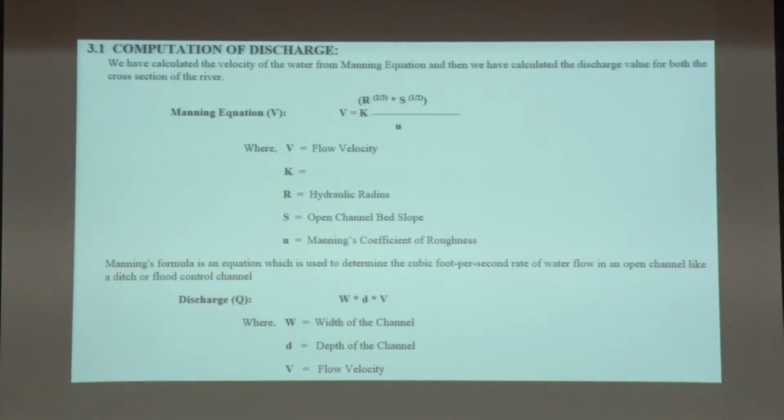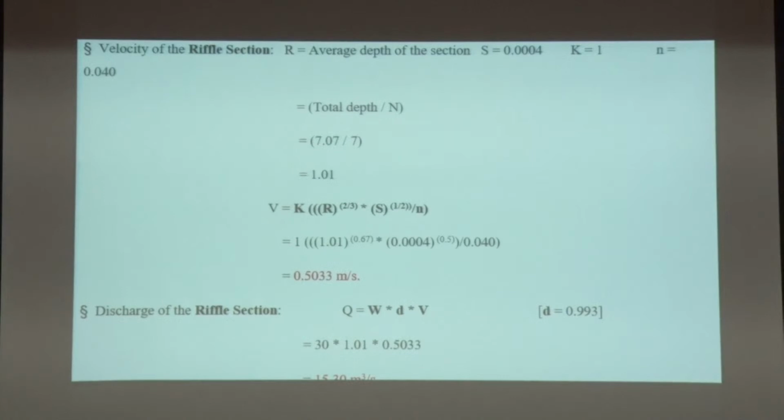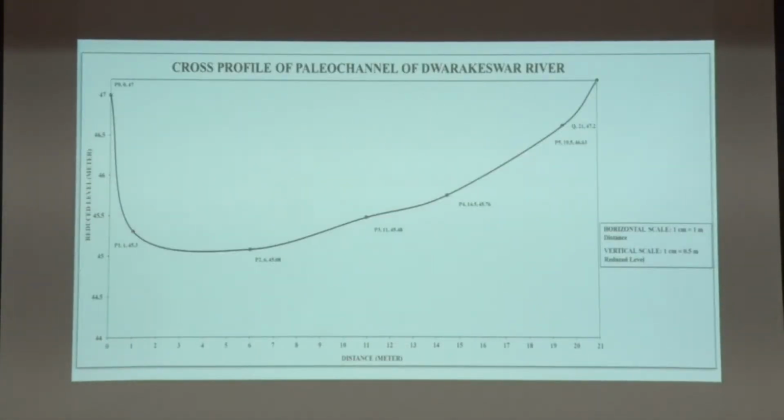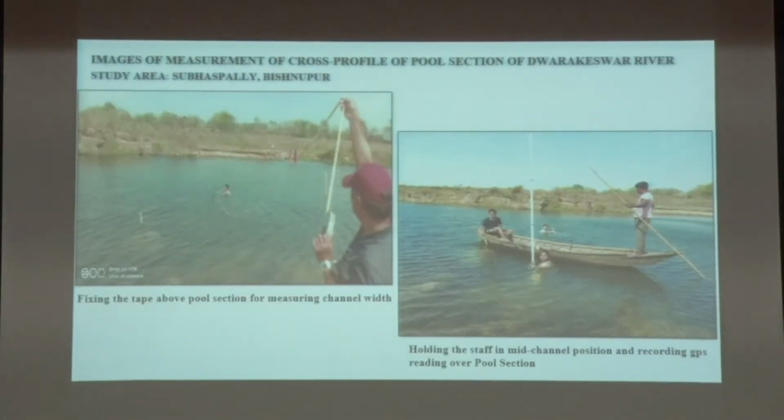We have also generated discharge values from the Manning equation. For the pool section, it is 15.37 cubic, and for the riffle section, it is 15.30 cubic. This is the cross profile of the paleo channel, where we can see the pool section at the left side of the diagram. These are some field images.